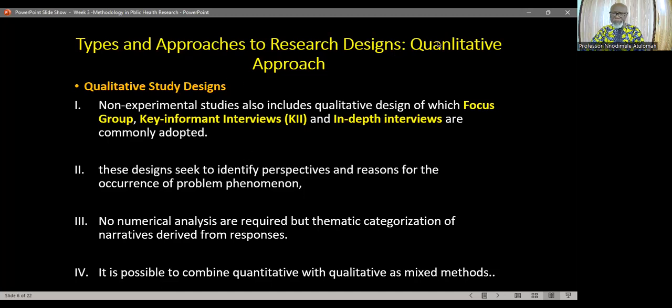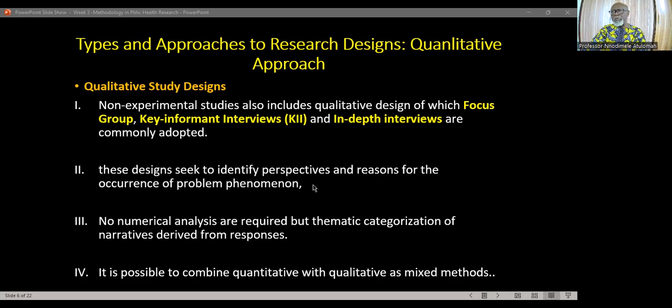All right, so we have qualitative now. We're looking at qualitative study design. These are also non-experimental designs. They include aspects of discussion. The main philosophy of qualitative is to identify answers to questions that quantitative cannot provide clear understanding of. So the qualitative design seeks to identify perspectives. It's important that we understand that. They seek to identify perspectives and reasons for the occurrence of a problem or phenomenon in a community or in a population.